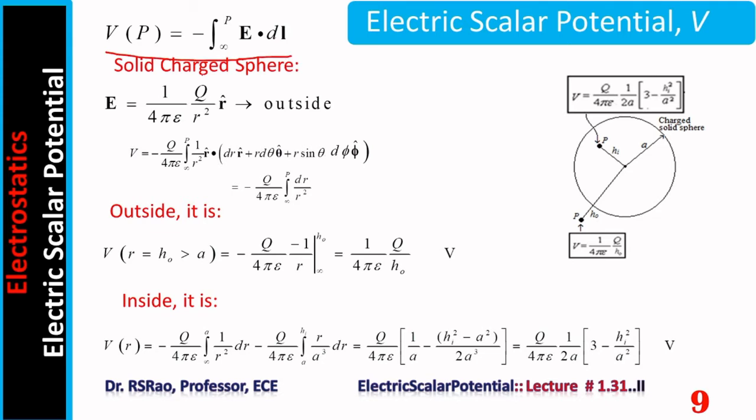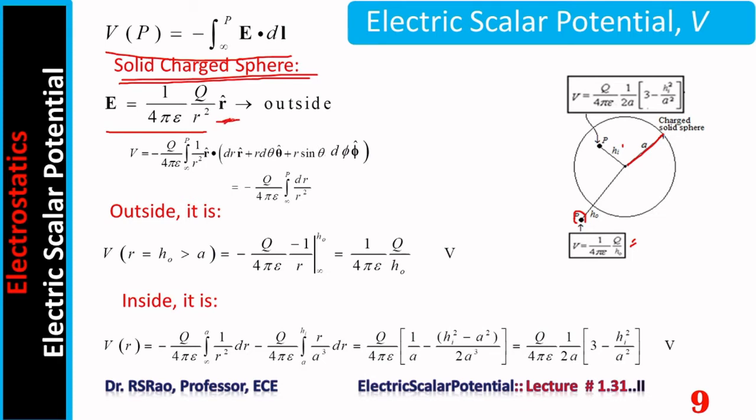Another charge distribution, a solid charged sphere, we consider. Here also two situations we have to consider. In the first situation, we consider the field point outside, like here, at a distance of h naught from the center. In the second situation, we consider the field point inside the charged sphere at a distance of hi. The radius is considered to be a. Now to compute the potential when the field point is outside, E outside is given by this formula. From the table already shown, we can pick it out.